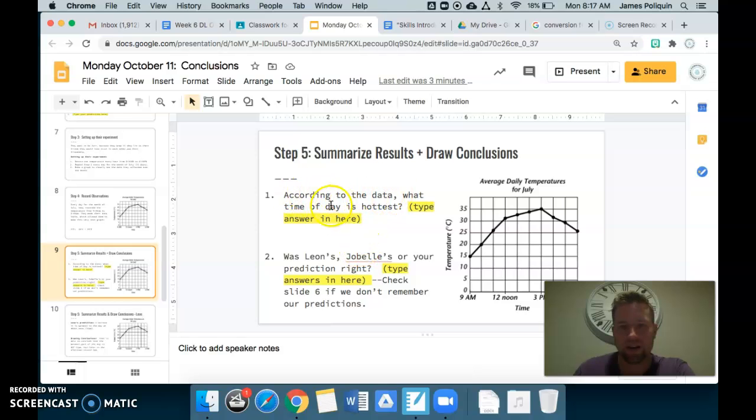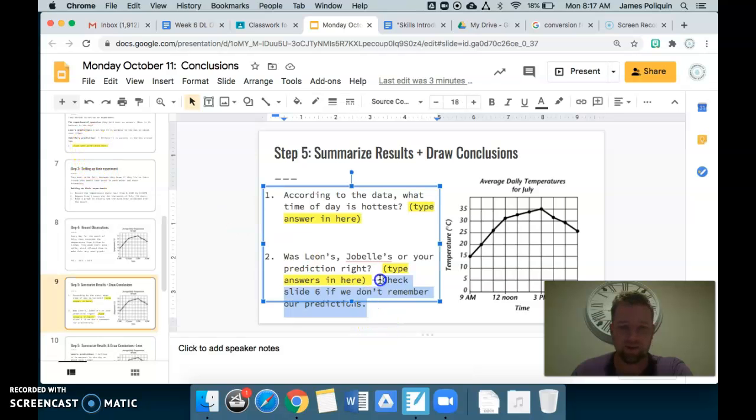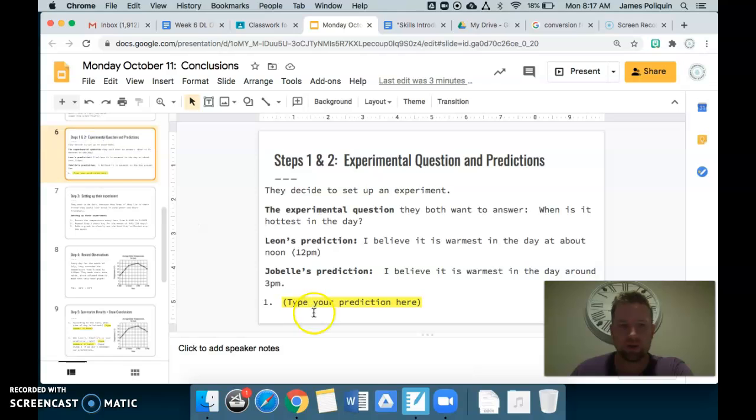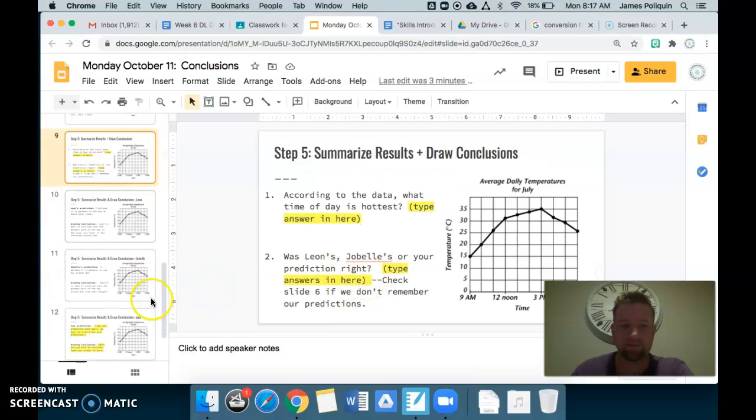So according to the data, what time of day is hottest? Is it hottest at 9, 10, 11, noon, 1 o'clock, 2 o'clock, 3 o'clock, 4 o'clock, 5 o'clock, 6 o'clock? Type your answer in there. Was Leon's, Jobel's, or your prediction correct? If you don't remember, you can go back to slide 6 to see our predictions. So you would look at Leon's prediction, Jobel's prediction, and your prediction, and you would type your answer in there.